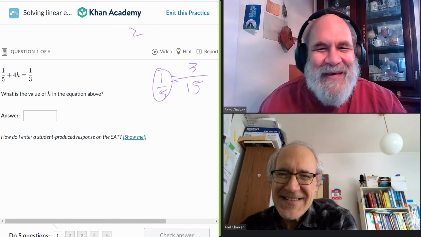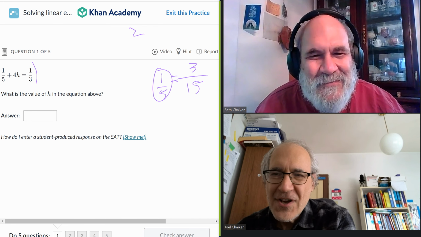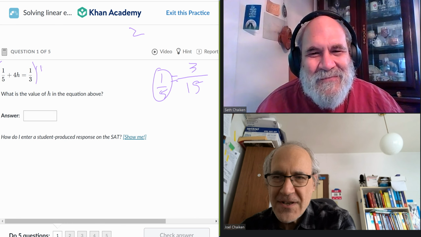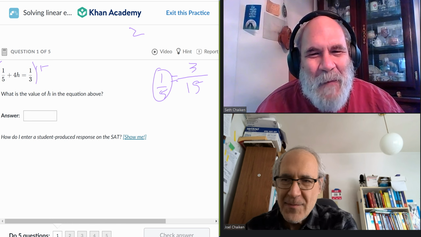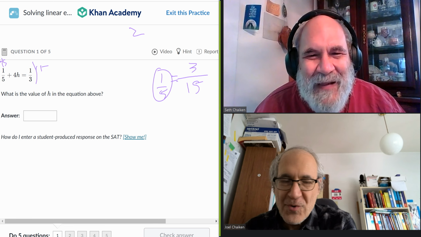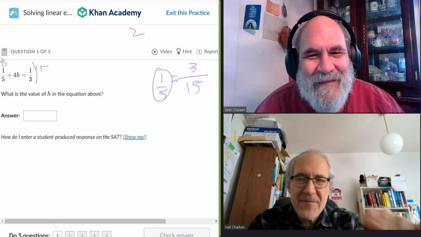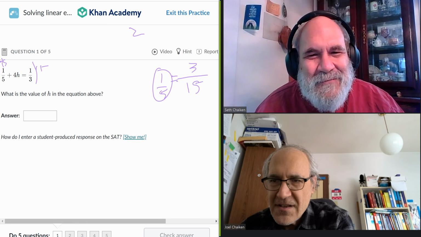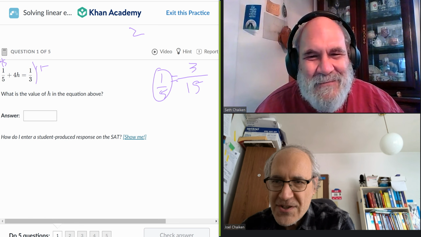Okay. Now, the best thing, a nice thing to do is clear the fraction. Multiply the whole equation by 15 on both sides. On the real test, you would not waste your time rewriting it. 15 times 1/5 is 3.